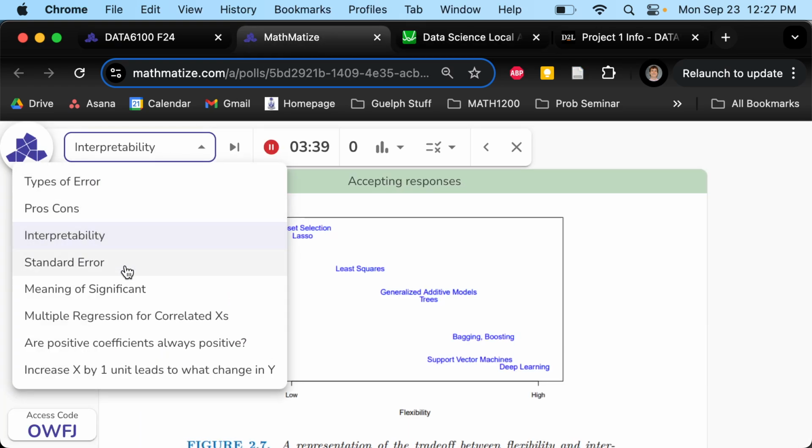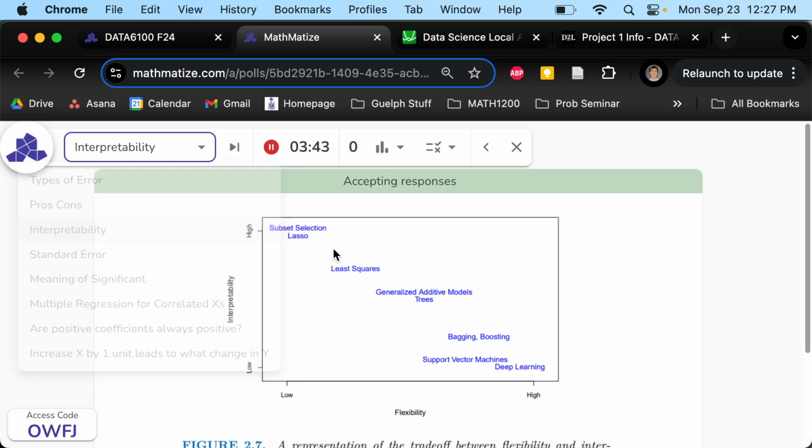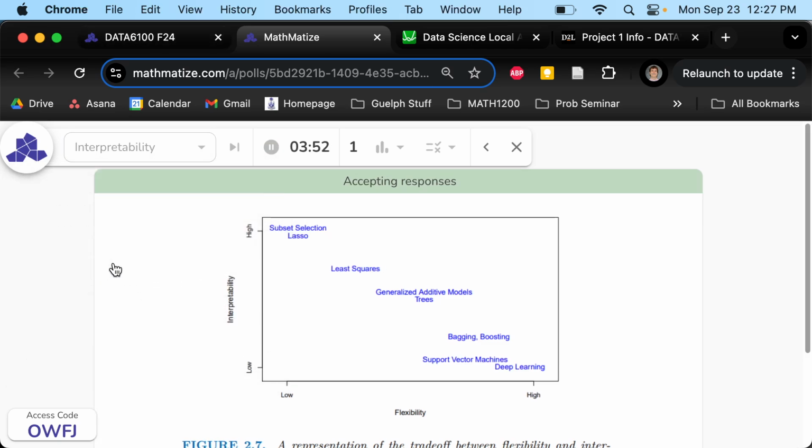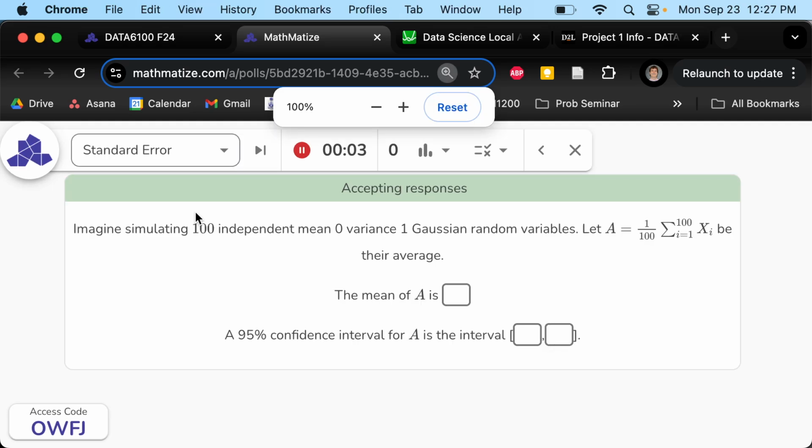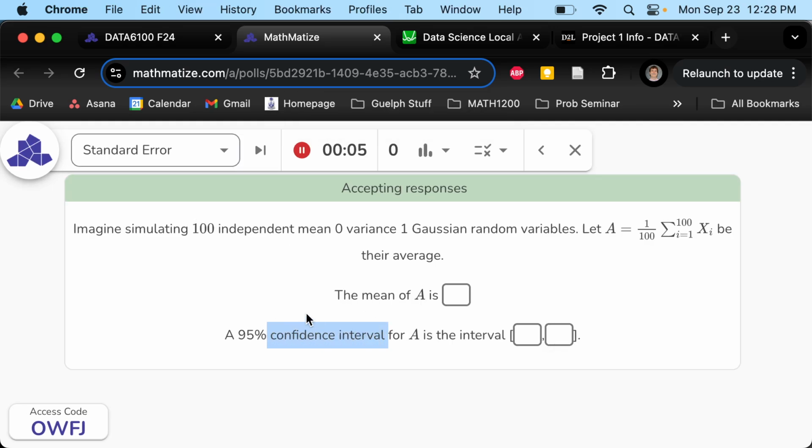Okay, what else do I have for you? When you're doing this, you're taking advantage of interpretability. One of the dimensions is these so-called standard errors and understanding significance. That's what we're going to talk about now. We're going to talk about confidence intervals, and we're going to build up to doing it for linear regression. But I want to start off with a stats 101 question about confidence intervals.